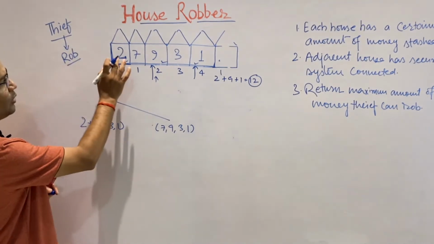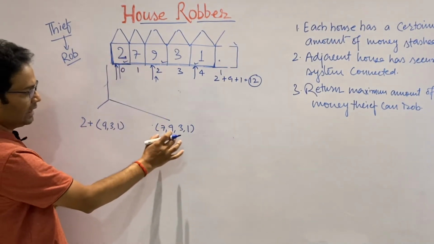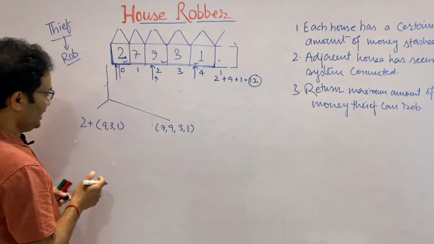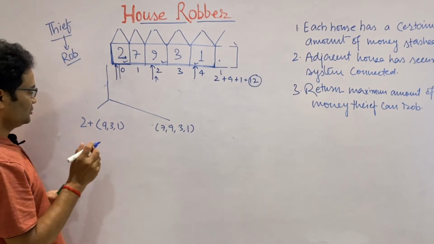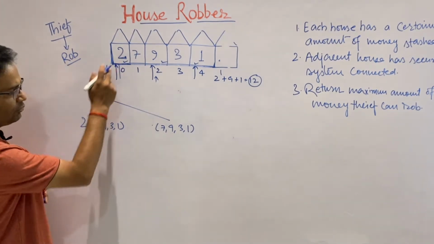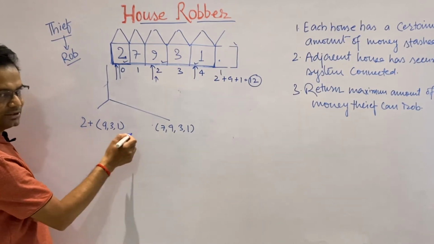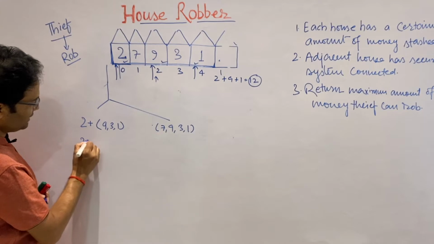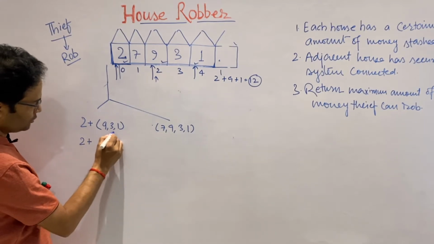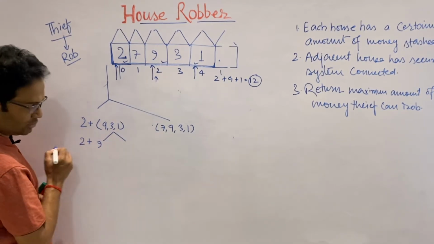If they don't want to think, start from the 2, so they have these options. Again, each house they always have 2 options. So suppose now he has already robbed the first house. Now here they have the options 9, 3, 1. So he has already taken the 9. Now here they have 2 options. Either they can go for the 3.